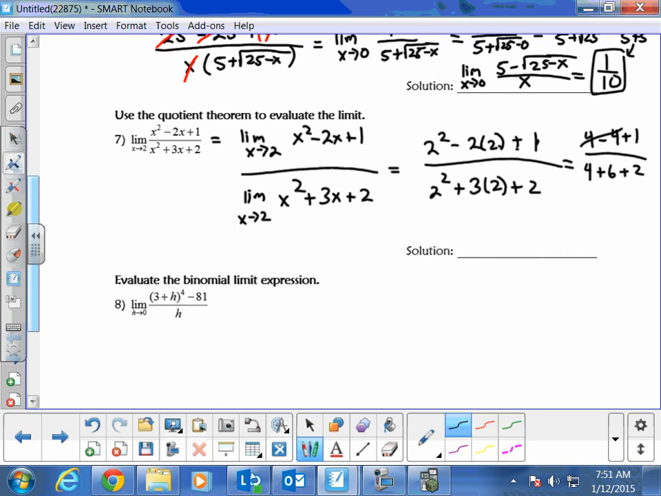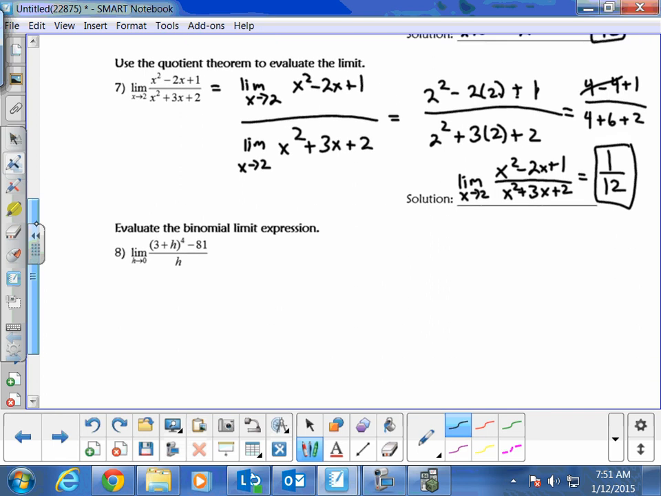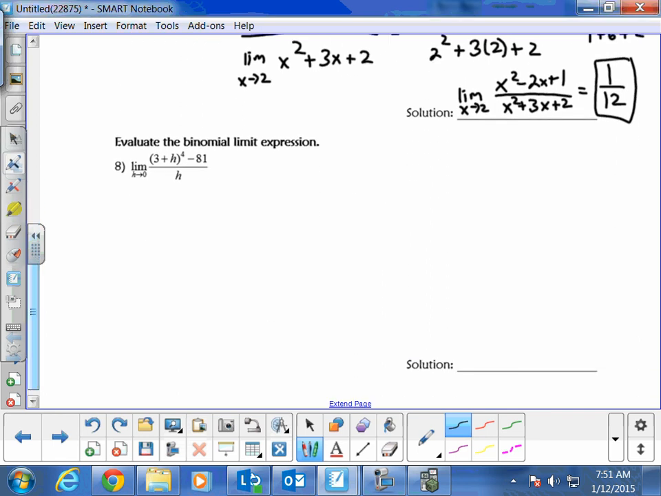So my solution, as I take the limit as x approaches 2 using the quotient theorem, of x squared minus 2x plus 1 divided by x squared plus 3x plus 2, it should have come out being 1 over 12, and you would have got that as the answer. Okay, now let's go ahead and do the last one. This one, they want us to evaluate the binomial limit expression.